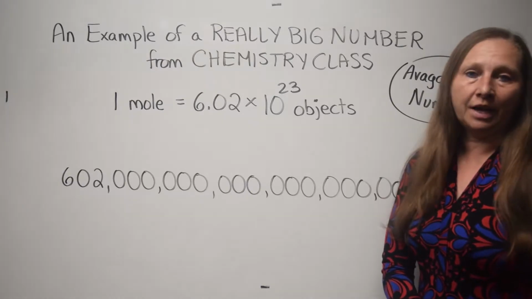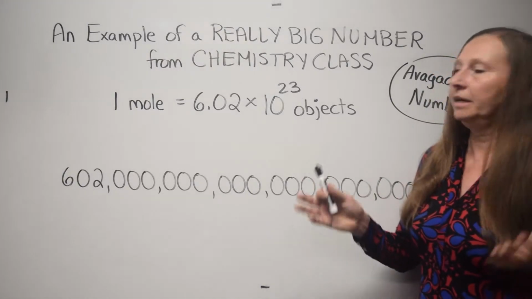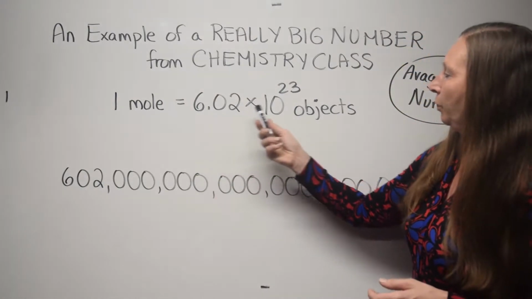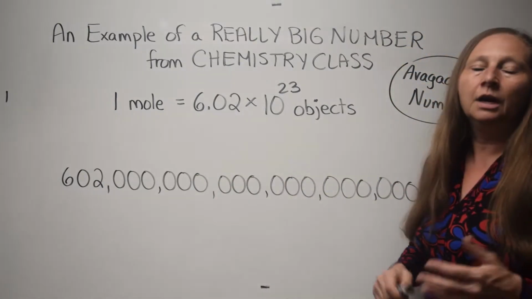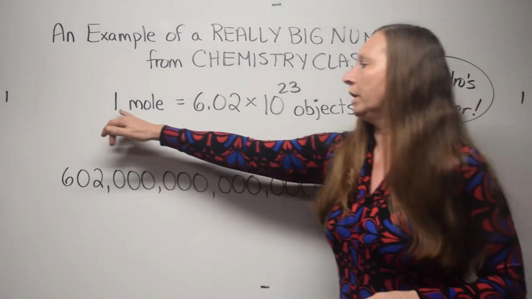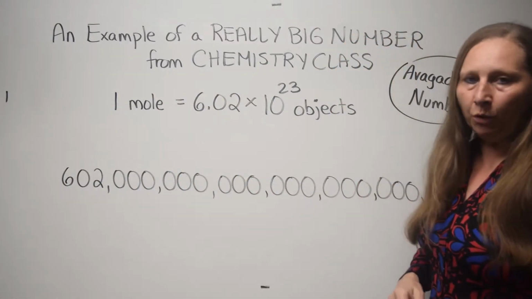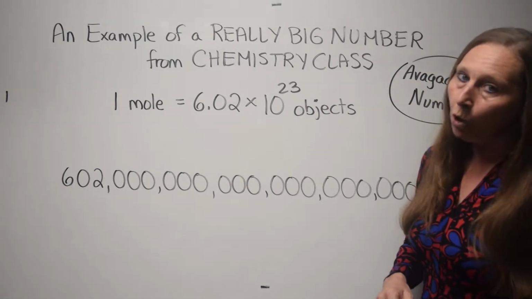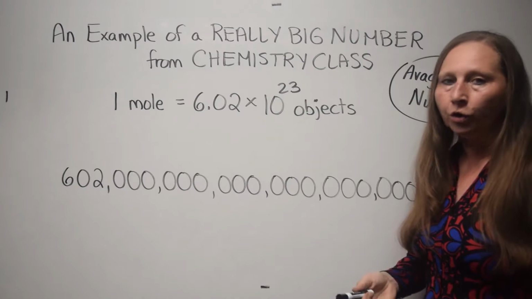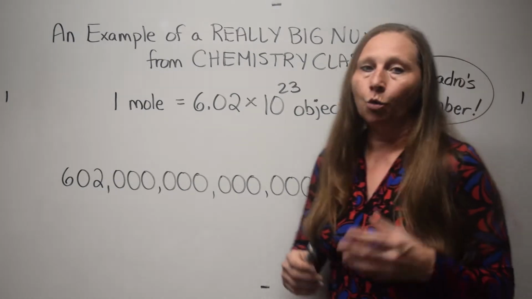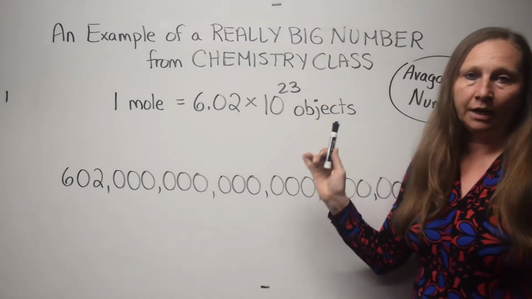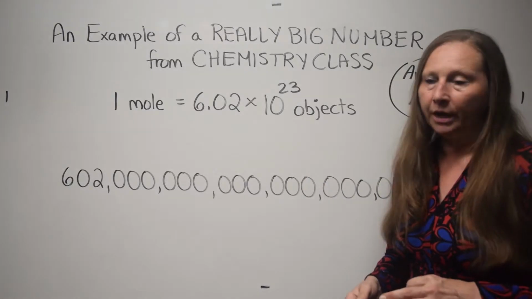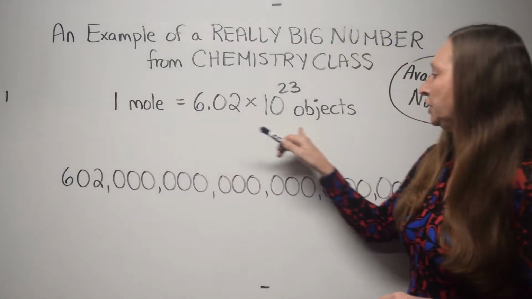So here's an example of a really big number from chemistry. This is 6.02 times 10 to the 23rd objects. It's also known as 1 mole. So in that way, it's similar to, for example, 1 dozen or 1 gross, where it's a word that means a certain number. So 1 dozen would mean 12 objects. 1 gross would be 144 objects. 1 mole is this many objects.